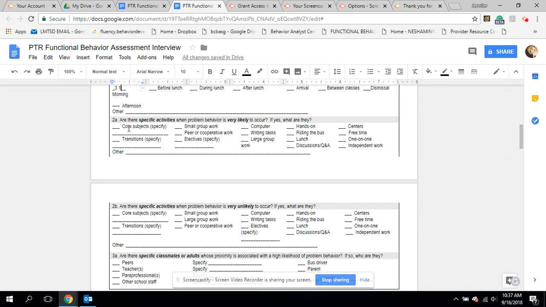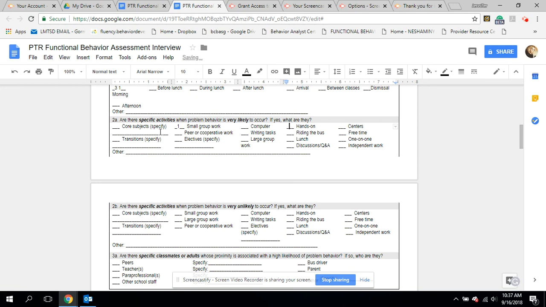2A: are there specific activities when problem behavior is very likely to occur? If yes, what are they? So just take a look at these, and if they apply to anything you've seen, you can put down the specific number corresponding to the behaviors that you see occur, such as, let's say, small group work. We see non-compliance definitely in small group work. We see it more on hands-on activities. You could put one there, okay?